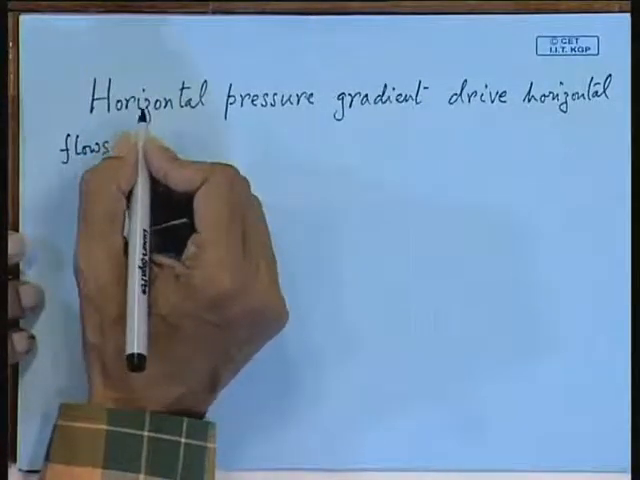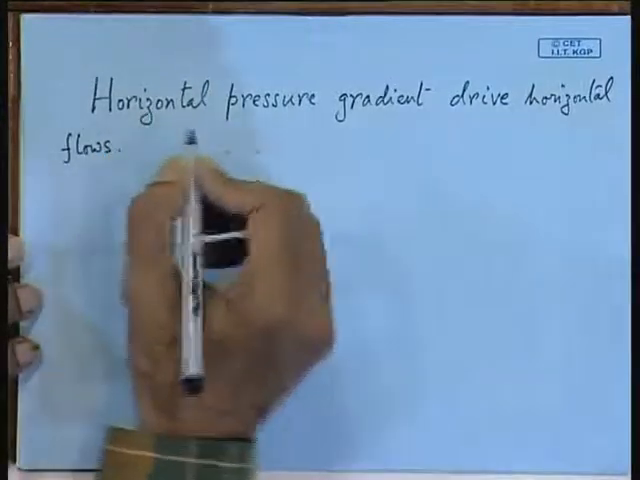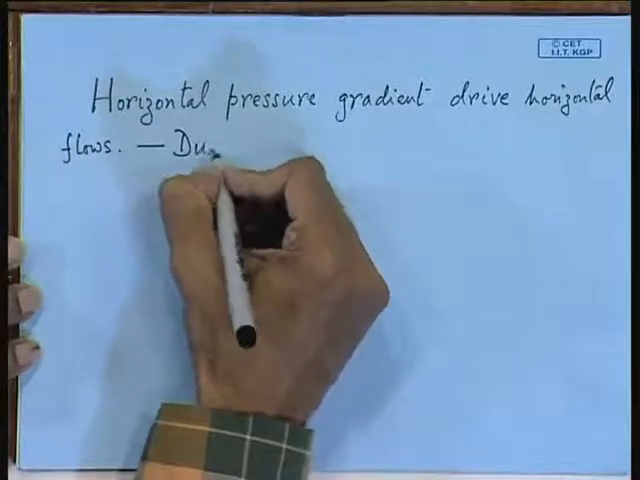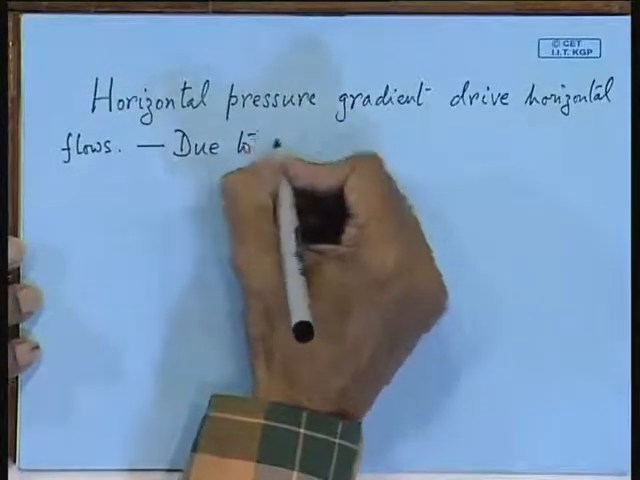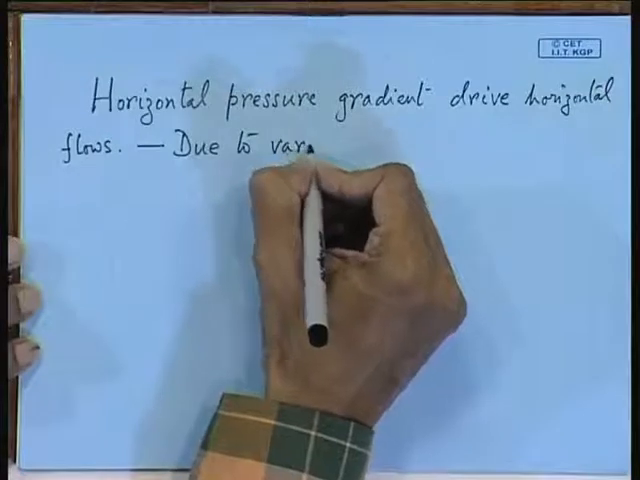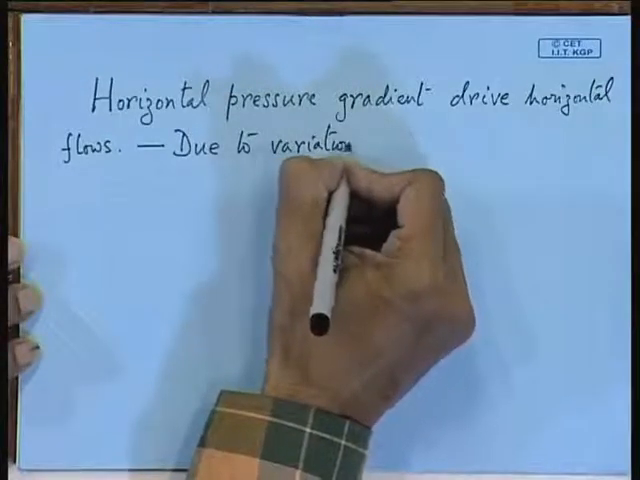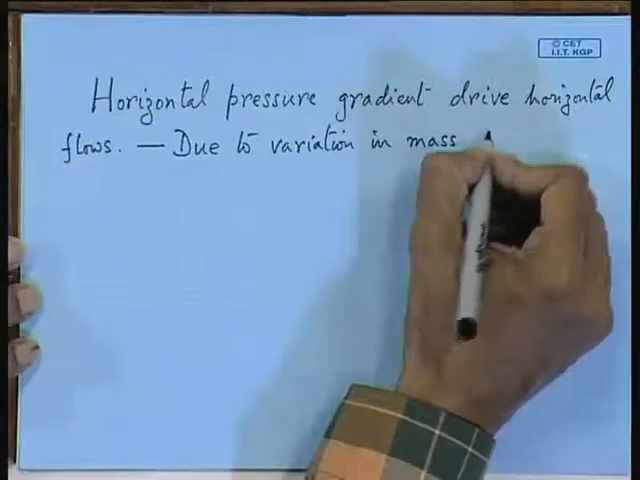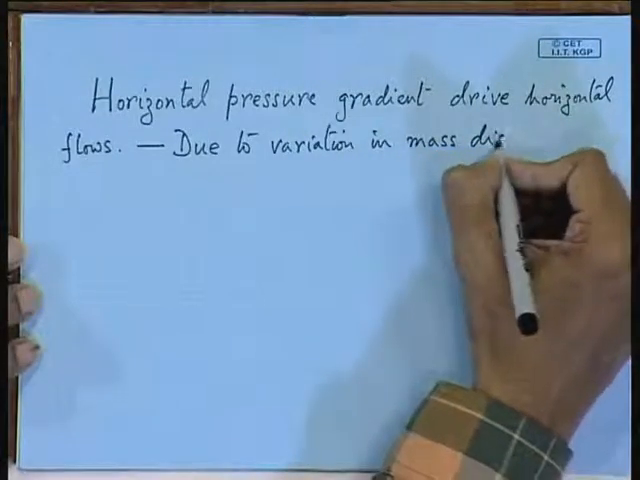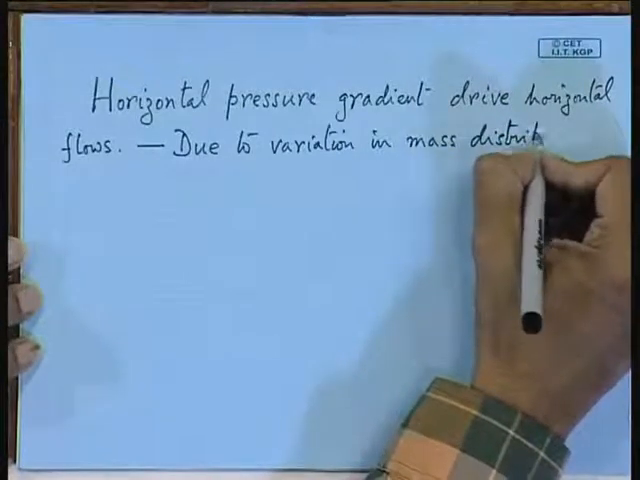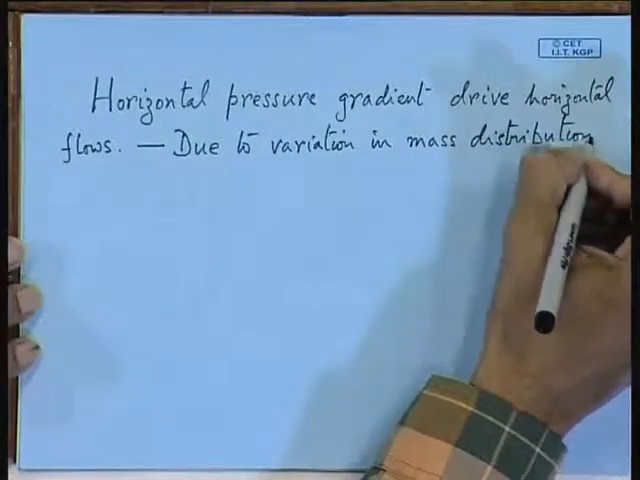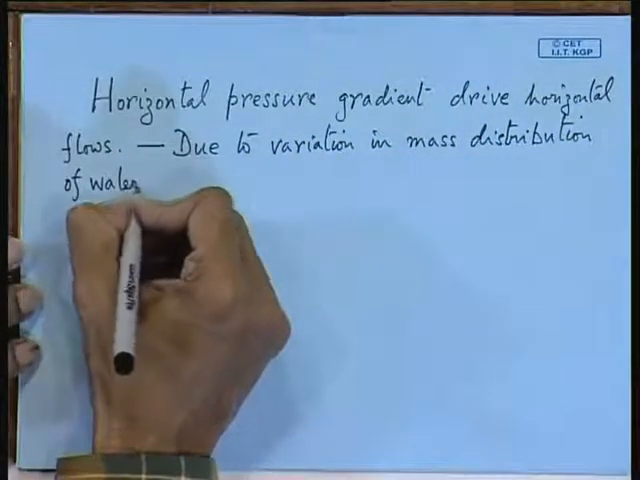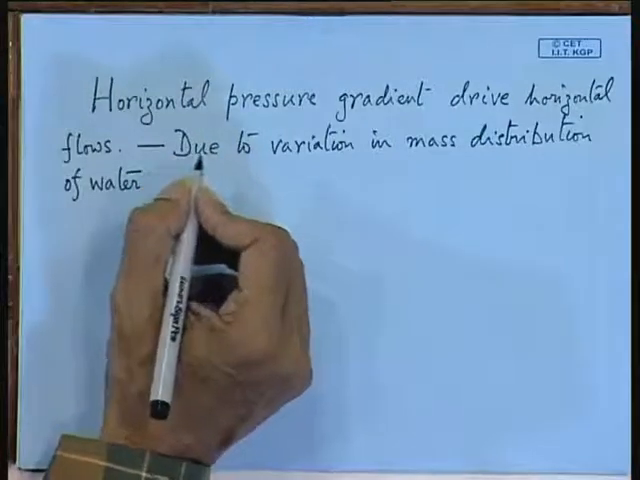Now, this is due to variation in mass distribution of water. So, where water is more dense, it will try to displace the less dense water.